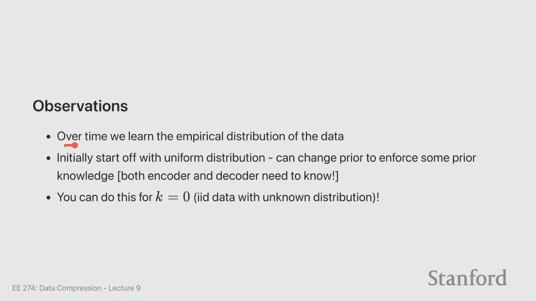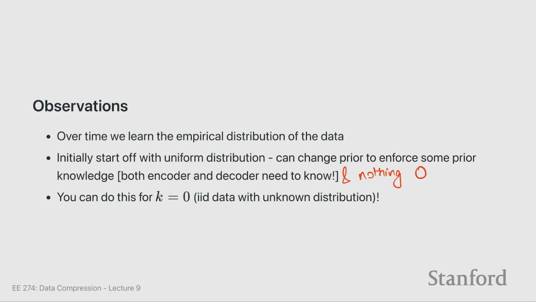Right, so the idea is that over time you learn the empirical distribution of the data as you see more and more data, right? And initially you start off with a uniform distribution in the example we did. But if you know something about the data, you can use that to initialize your counts. Make sure encoder and decoder both know, and also make sure nothing is 0, basically. Never make anything 0, because if you make anything 0, then everything breaks.